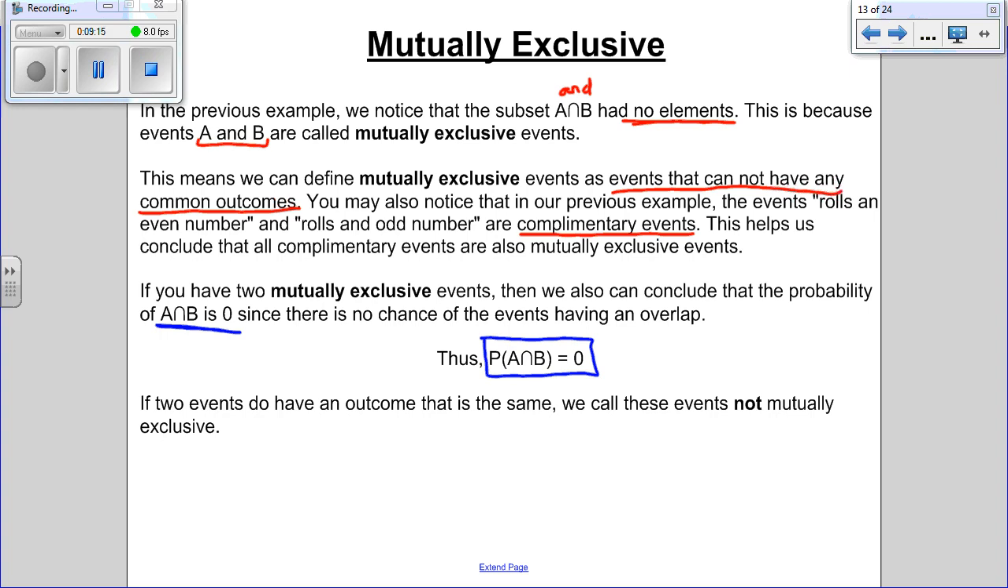If two things do share an outcome, we don't have a fancy name for that. We just say they're not mutually exclusive.